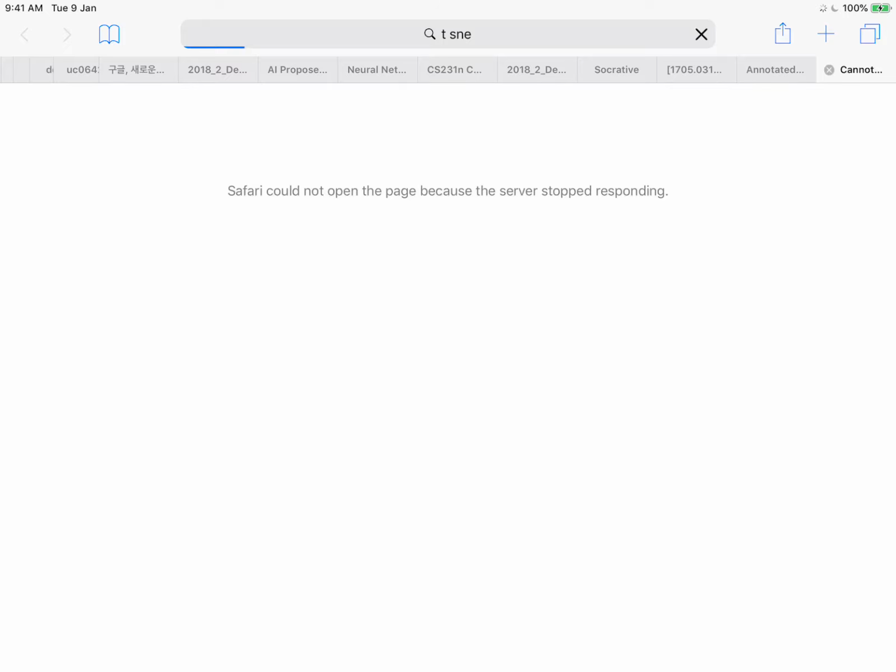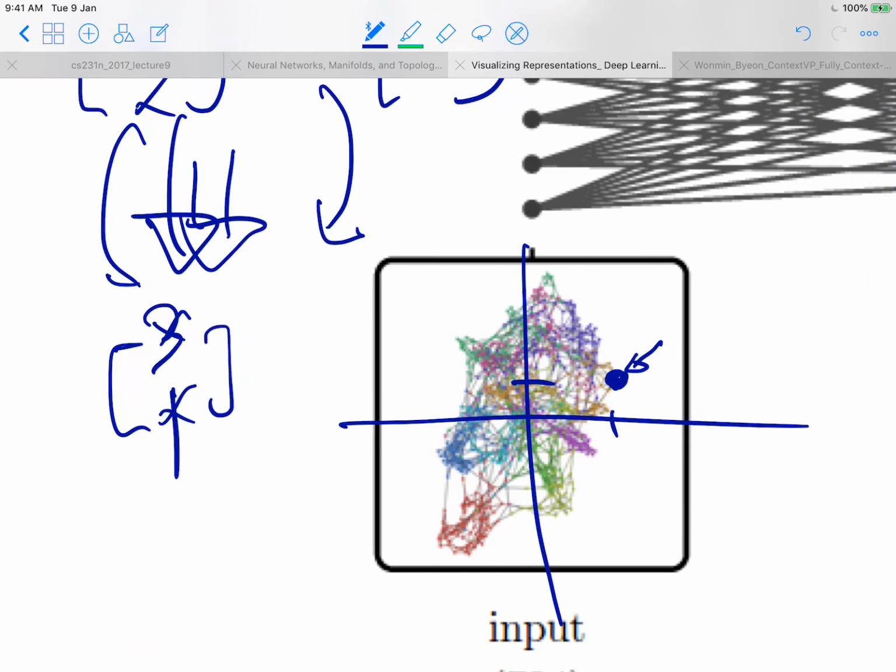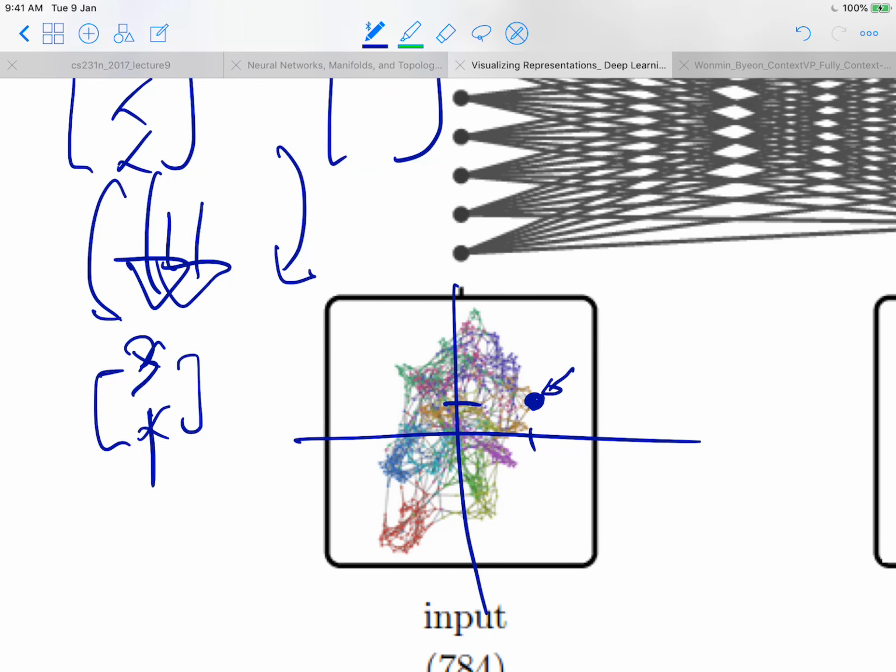I wanted to show the MNIST digit example, a t-SNE visualization example, but the Korea University system doesn't allow me to do so. But anyways, you get the idea, right?